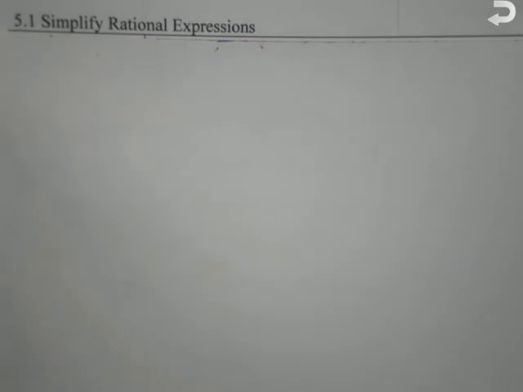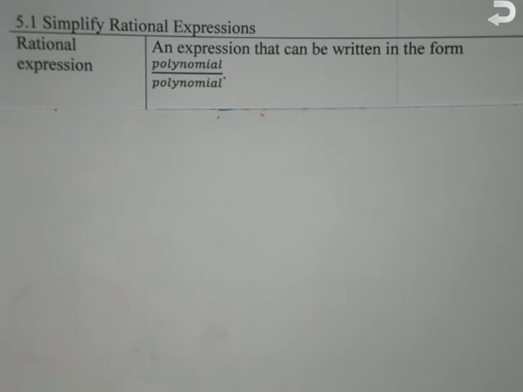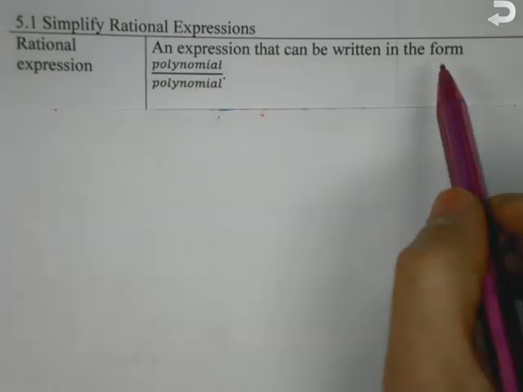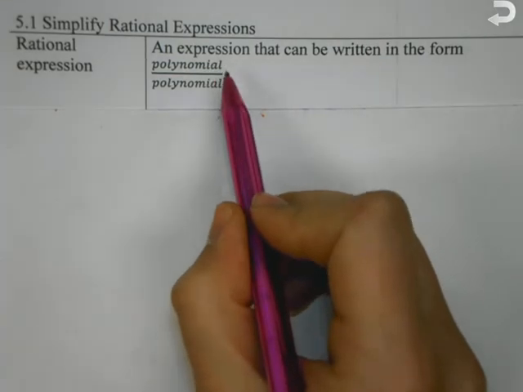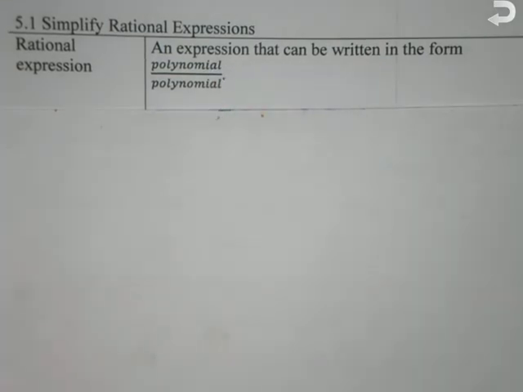So for Unit 5, the very first thing that we're going to be doing is simplifying rational expressions, which means we're not solving. All we are doing is simplifying. So what is a rational expression? A rational expression is an expression that can be written in the form polynomial over polynomial. So it is a fraction.